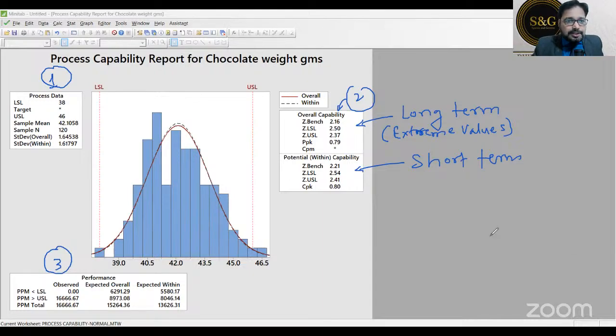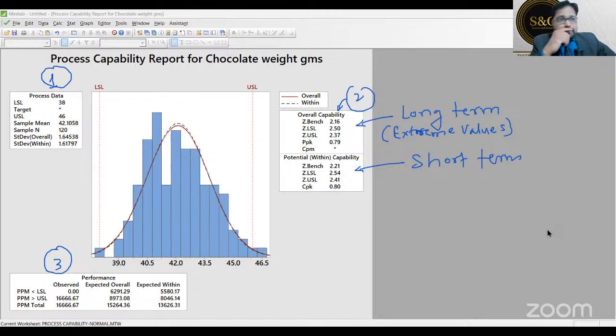Okay, let me just go back to the data point once again. One second, I'm going again. Otherwise all this will go away. Anyway, what is it in the short term? In the short term, within that sample only, whatever is the variation, that is what you are calculating. But in the long term, all the extreme values we are calculating. Are you clear with this?